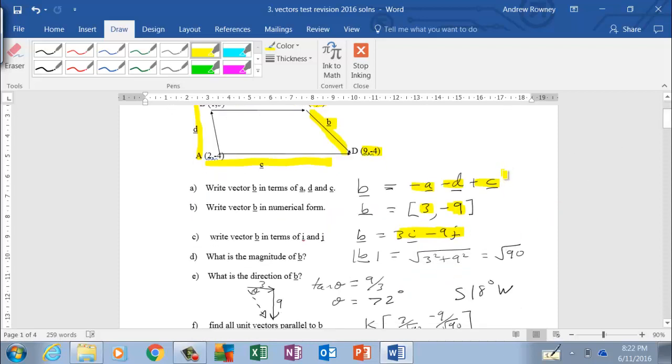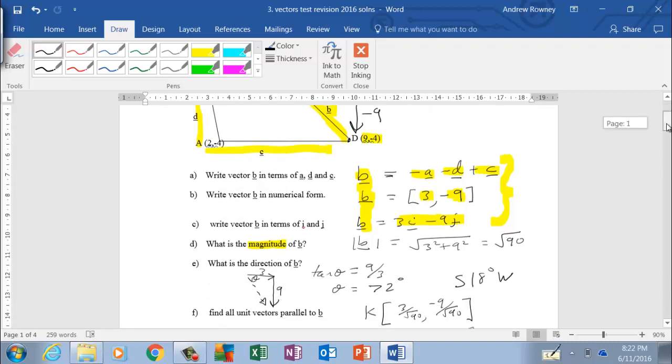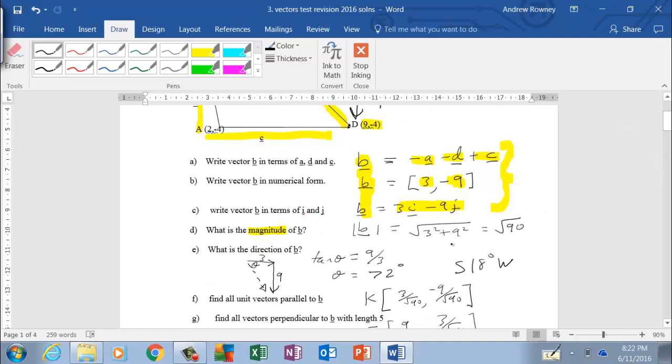So we can see there are 3 ways here of writing the same thing. These are all vector B, 3 different ways of writing the same vector. If we want the magnitude, which stands for the length, then we use Pythagoras. The reason Pythagoras works is because if we look up at B, what we've worked out is that it's 3 across and it's 9 down, because it's minus 9, 3 comma minus 9. If we want the length of that triangle, we just use Pythagoras, the square root of 3 squared plus 9 squared, which is root 90.